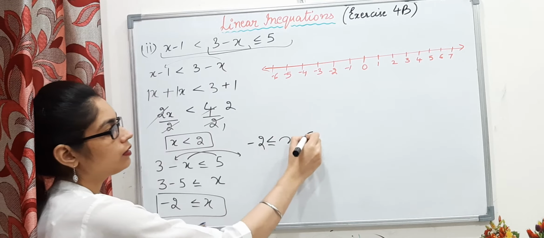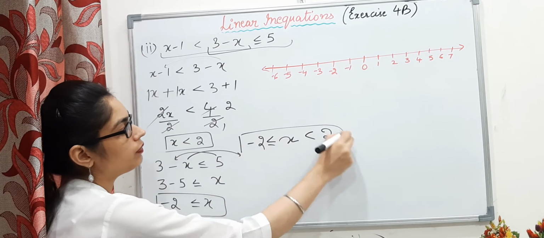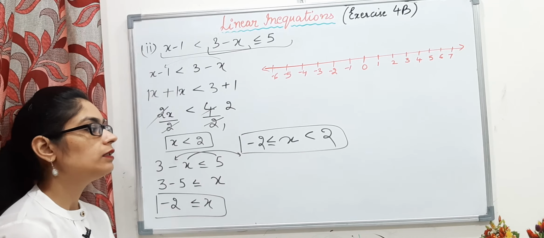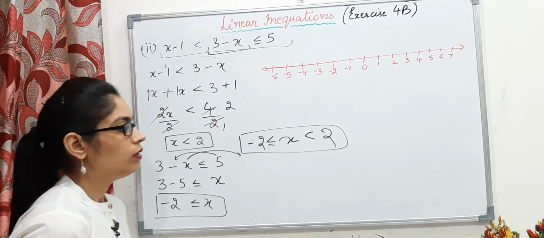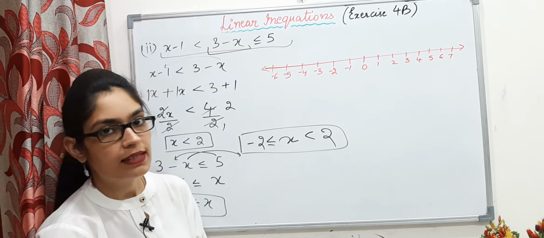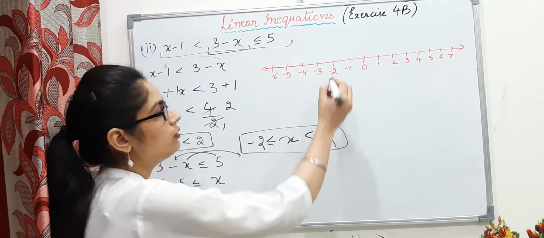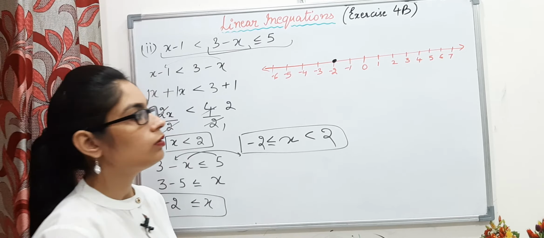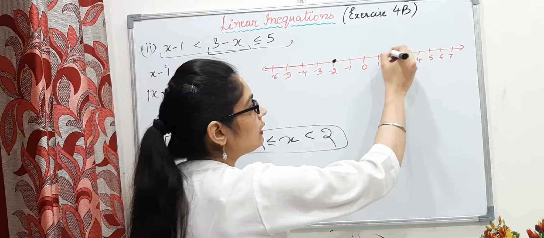Now the first step is to locate the points on the number line. One point is minus 2 and the other point is 2. With minus 2, this sign is there along with the equality, so I have to draw a dark dot. With 2, only this sign is there, so a small circle.